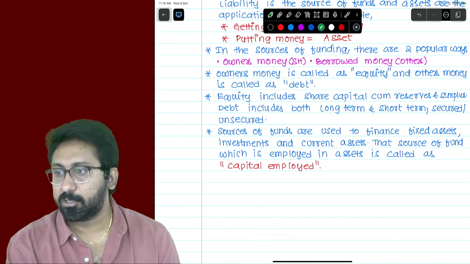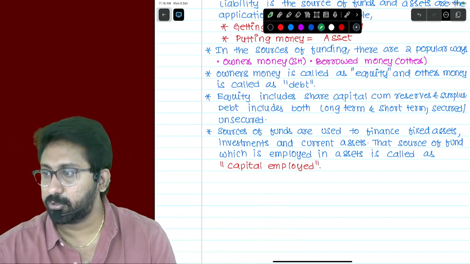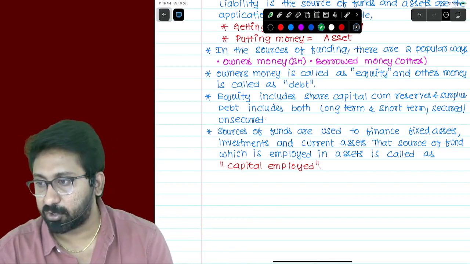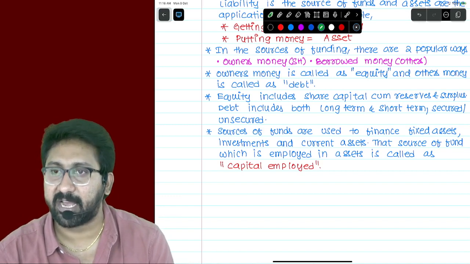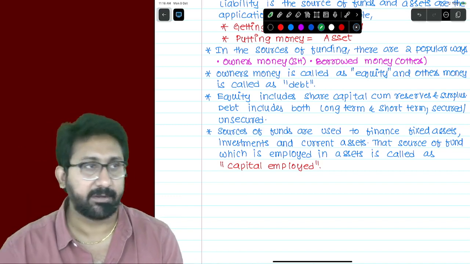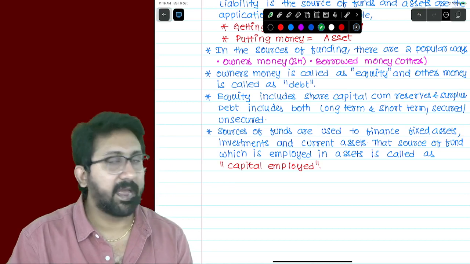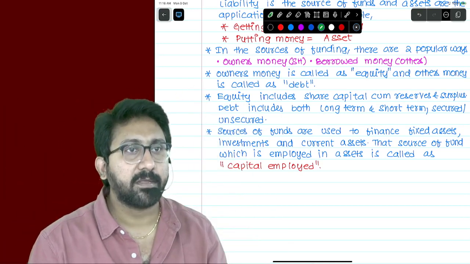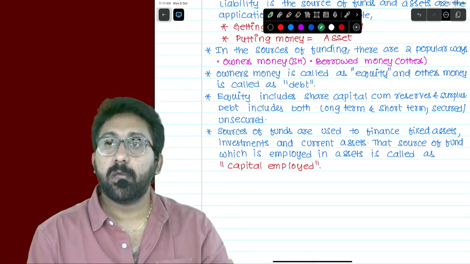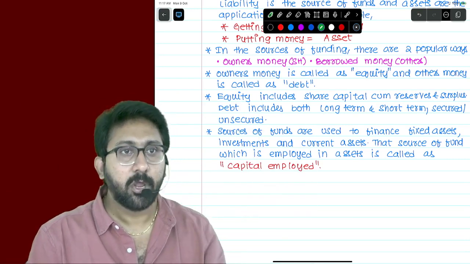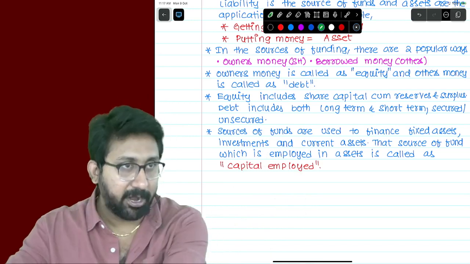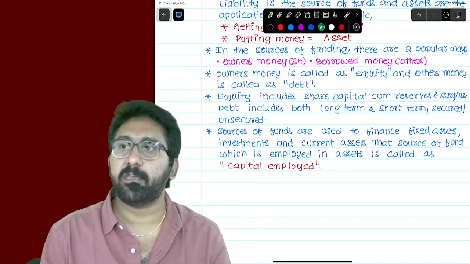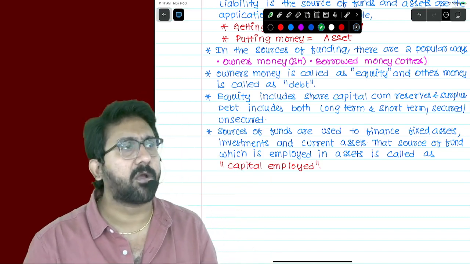And last one, sources of funds are used to finance fixed assets, investments and current assets. That source of fund which is employed in assets is called as capital employed. Tell me. Own money is called as what? Loan money is called as what? Both monies is called as what? Capital employed. That means you will buy the assets of a company using own money or using loan money, a combination of own and loan.